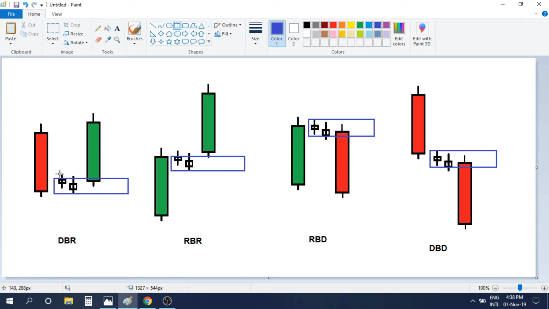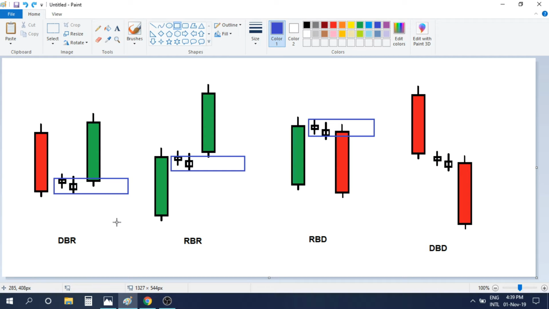So instead of marking the zone from here to here, we are marking it from the highest body to the lowest wick. So we have reduced the size of the zone in this particular case. This is for traders who are a bit conservative, who want to trade with smaller zones. So this is the second style of marking zones.